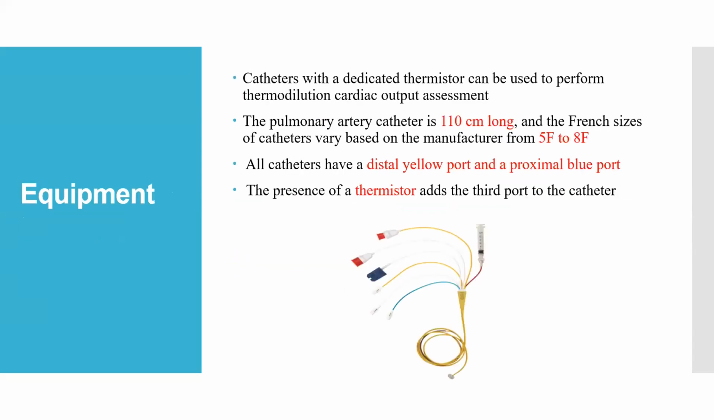This is the catheter used. It's a pulmonary artery flotation catheter. It's a dedicated catheter for thermodilution technique measurement of cardiac output. The catheter is around 110 centimeters long, and French sizes vary based on the manufacturer from 5 French to 8 French according to the body size. All catheters have a distal yellow port and a proximal blue port, as we see. And the presence of a thermistor allows the third port to the catheter.